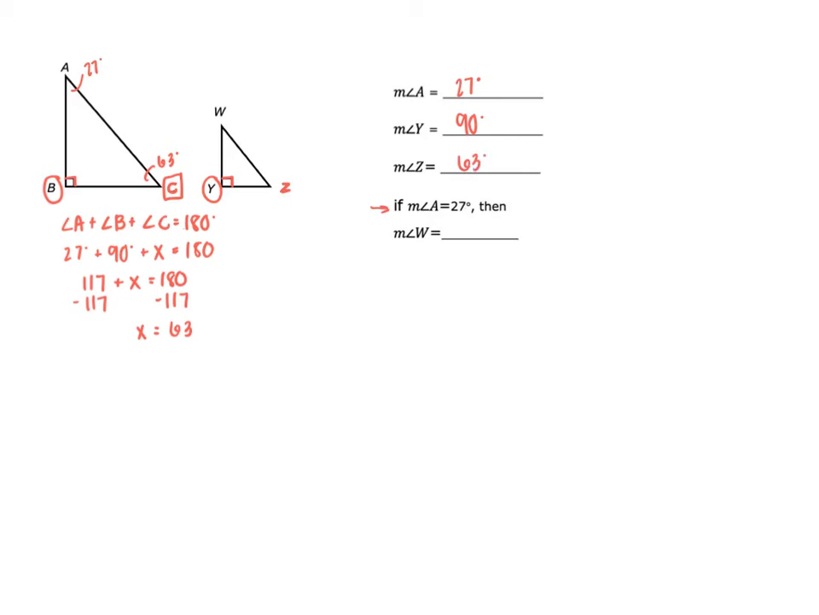Finally, it says if the measure of angle A is 27 degrees, then the measure of angle W equals what? And we've talked about this already. We said B and Y are the same, C and Z are the same, which means A and W are also going to be the same measure, so it's 27 degrees.